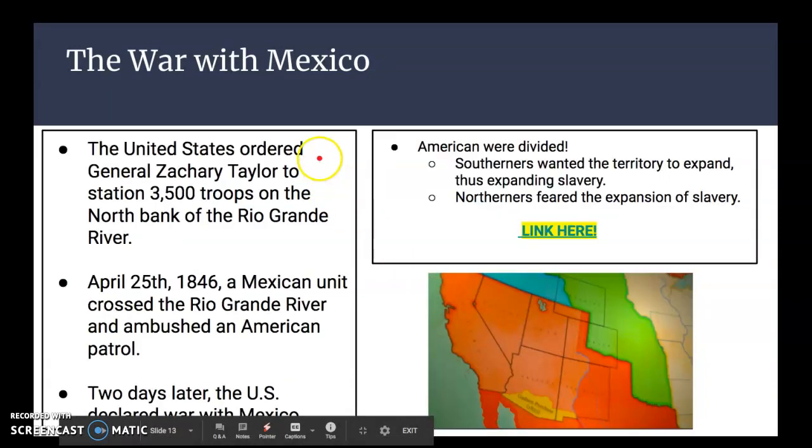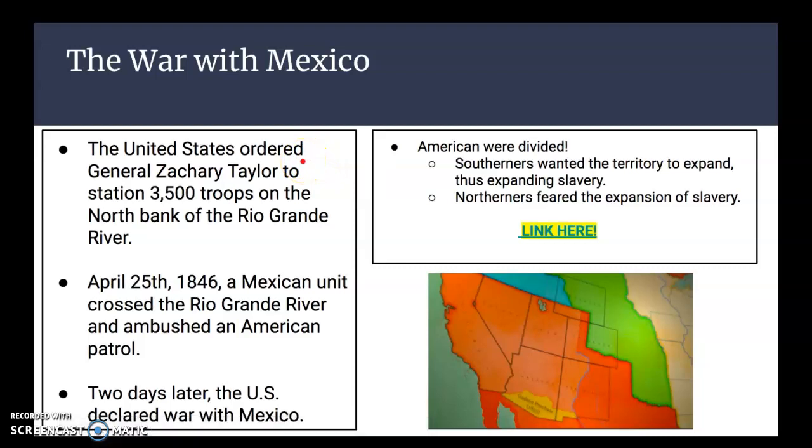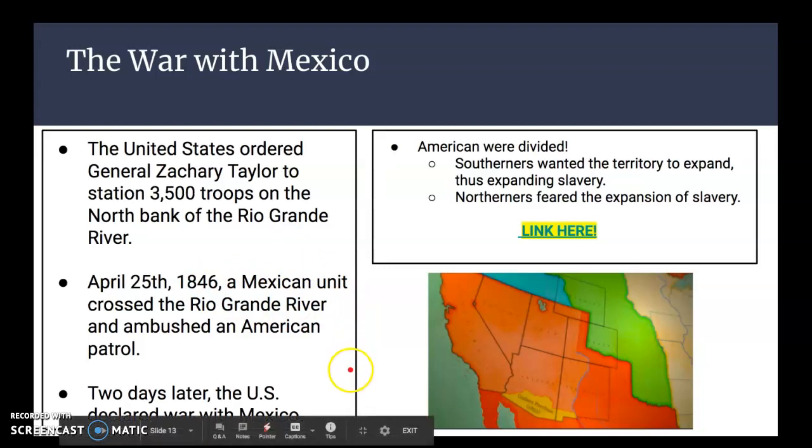So the United States ordered General Zachary Taylor, that is future President Zachary Taylor, although he won't be president for very long, to station 3,500 troops on the north bank of the Rio Grande River. So already in that disputed zone, and since he's on the bank of the Rio Grande River, he's very close to what we now agree is Mexican territory. On April 25th, 1846, a Mexican unit crossed the Rio Grande River and ambushed an American patrol. 2 days later, the war with Mexico started.